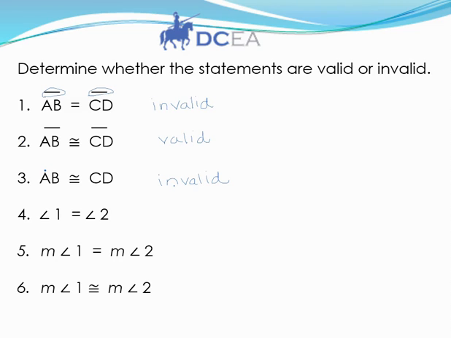Statement number 4, angle 1 equals angle 2. When we state equality with angles, we need to write the measure of angle 1 equals the measure of angle 2. Statement 5, the measure of angle 1 equals the measure of angle 2, and that is valid.